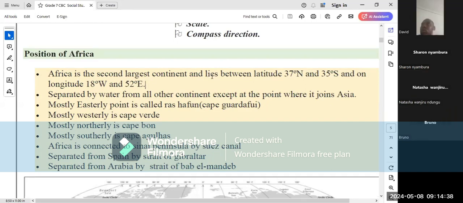So you say Africa lies on latitude 37 degrees north and latitude 35 degrees south. It also lies on longitude 18 degrees west and longitude 52 degrees east.